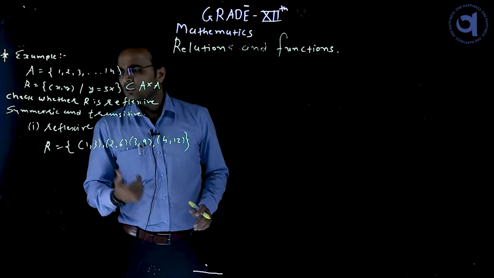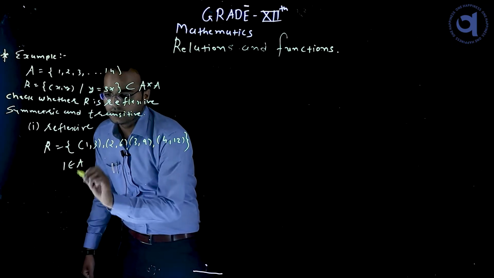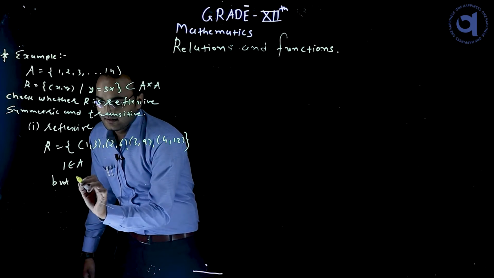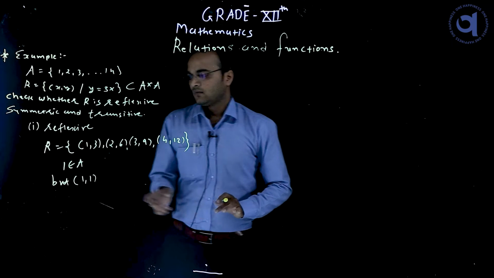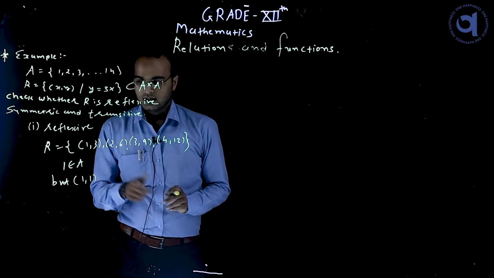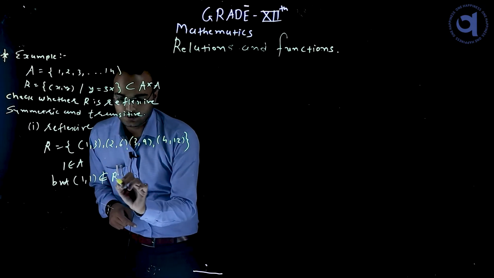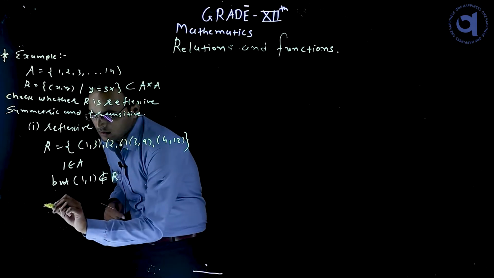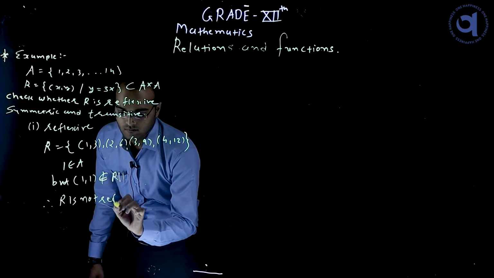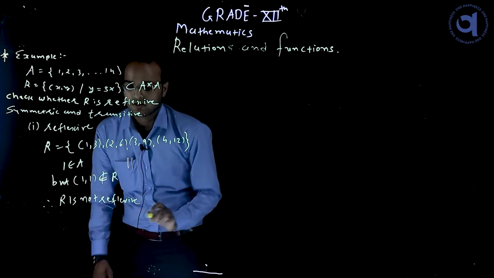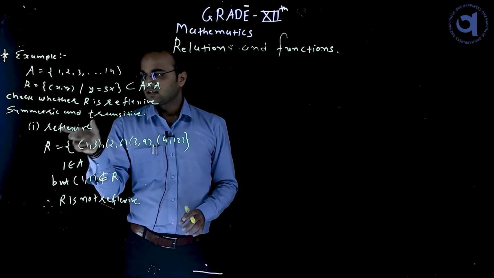And now particular things for the reflexivity. Here 1 belongs to A, but see, is the ordered pair 1 comma 1 in R or not? 1 comma 1 lies in R or not? So there is no 1 comma 1 ordered pair in the relation. So 1 comma 1 does not belong to R, and therefore R is not reflexive, okay. And this is a particular thing. We gave a particular example to check the reflexivity.